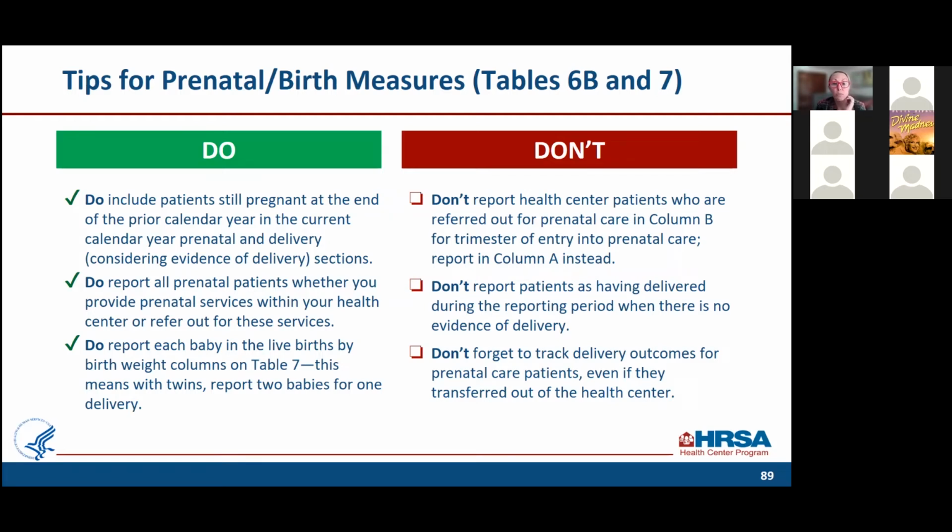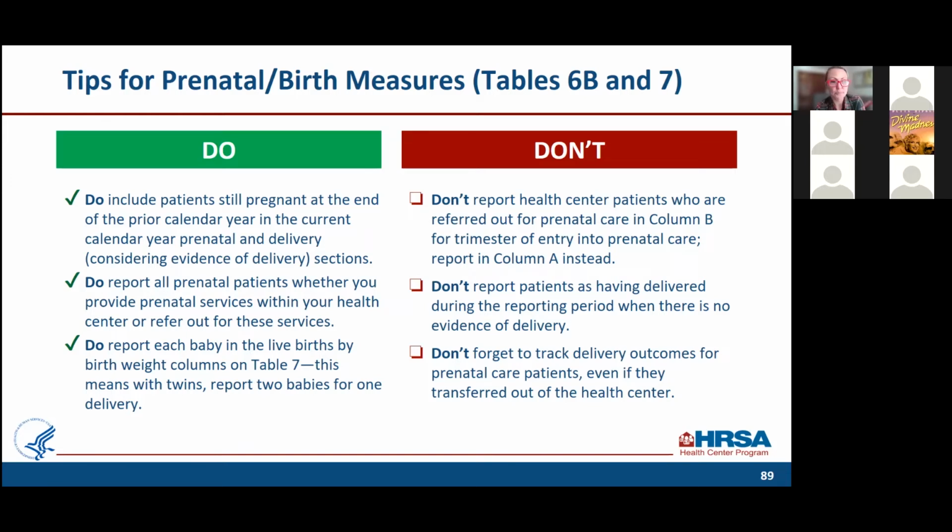Do include patients still pregnant at the end of the prior calendar year in the current calendar year prenatal and delivery, considering evidence of a delivery, which remember can be from the provider, hospital, or the patient. Do report all prenatal patients, whether you provide the prenatal services within your health center or refer out for these services. Do report each baby in the live births by birth weight columns on table 7. This means with twins, you report 2 babies for 1 delivery.